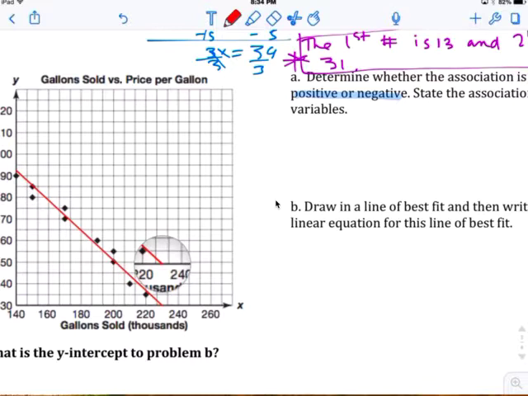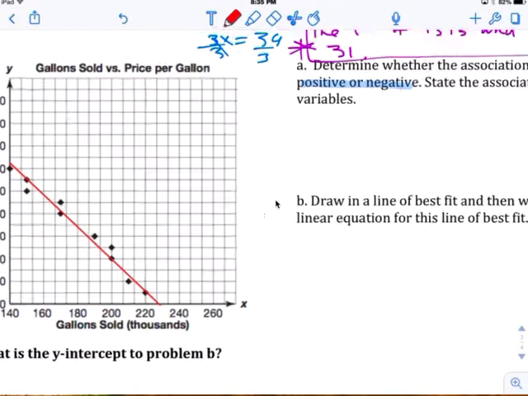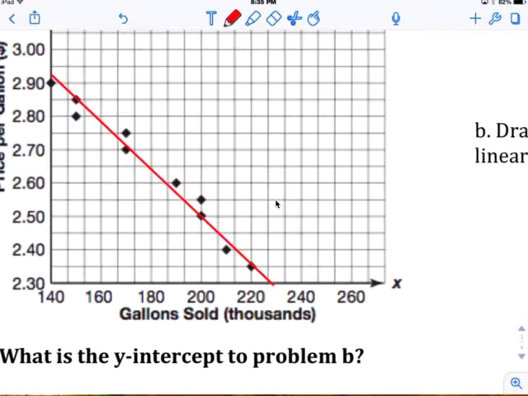Or split them as much as possible. It's a good line, almost a great line, but okay, like that. This is a good one because you got 1, 2, 3 that's not touching, 1, 2, 3 that's not touching. It's a good even line of best fit, okay? Alright. So make sure you choose points that are on there.